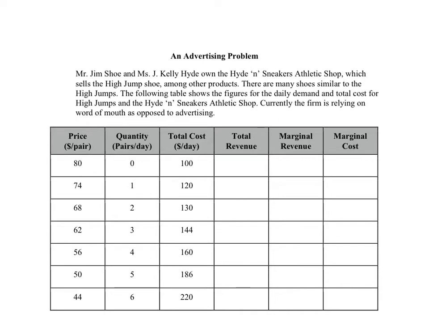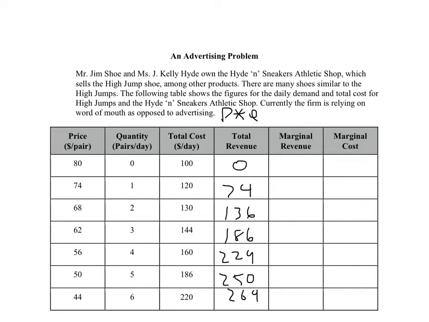Well, of course, total revenue is simply price times quantity. And so we're simply going to multiply, to begin with, 80 times 0, 74 times 1, 74, 68 times 2 is 136, and we'll just continue on: 186, 224, 250, and I believe 44 times 6 is 264. So that's our total revenue, price times quantity.